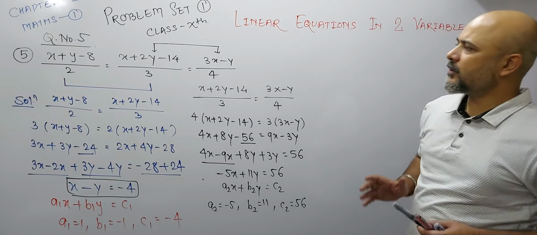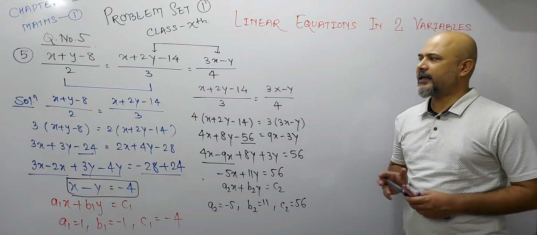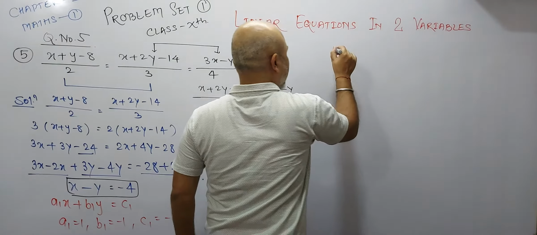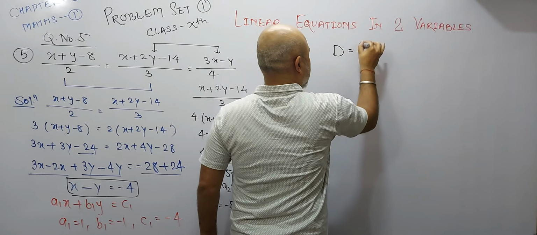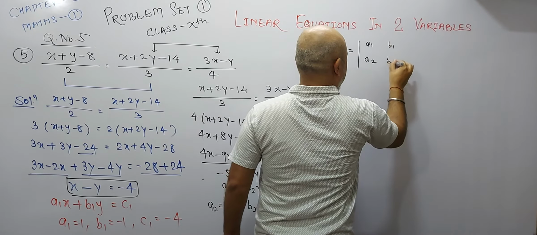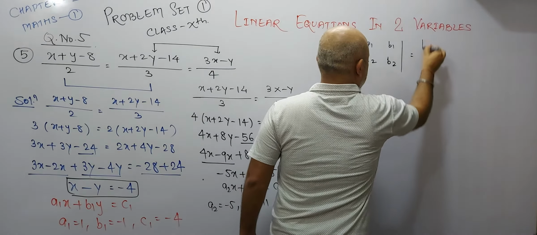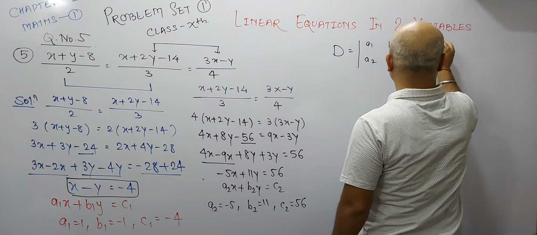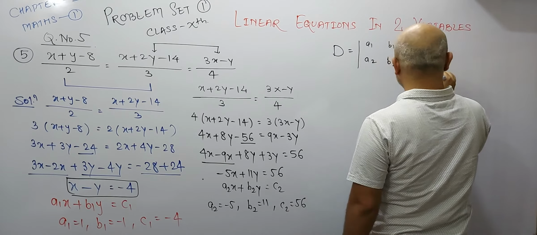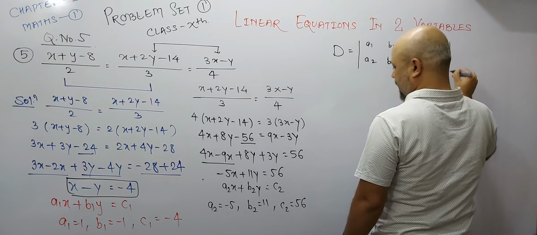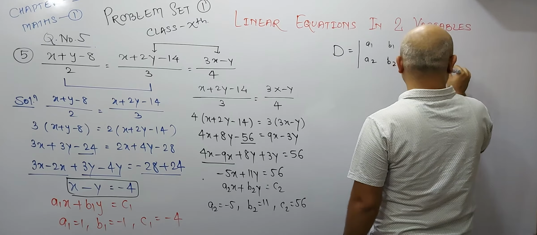Now you will use the determinant method to find the value of x and y. So first we'll find the value of d. How will we find d? So d is a1, a2 and b1, b2. So what is a1, a2? So from here a1 is 1 and a2 is minus 5. b1 is minus 1 and b2 is 11.